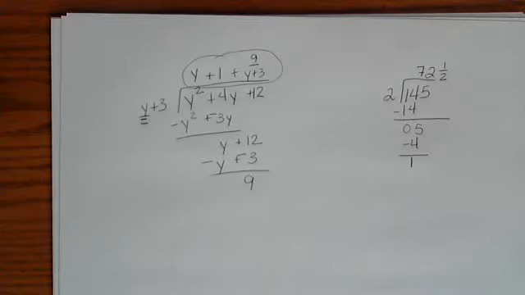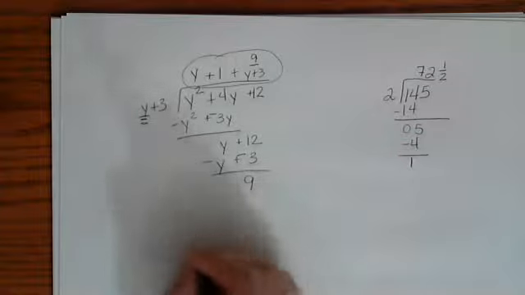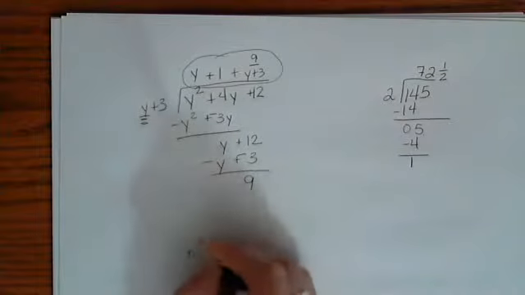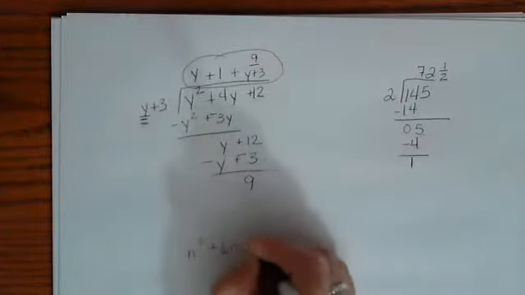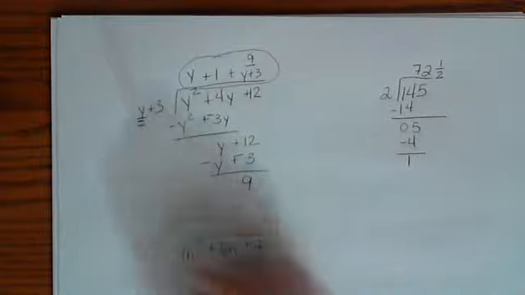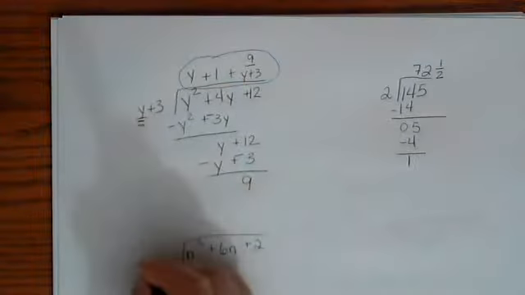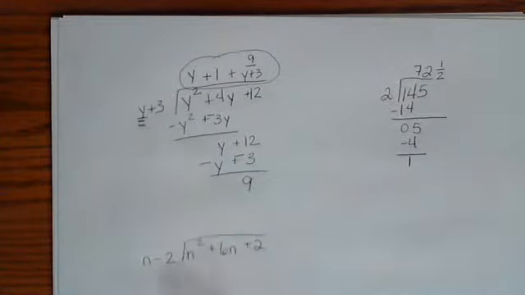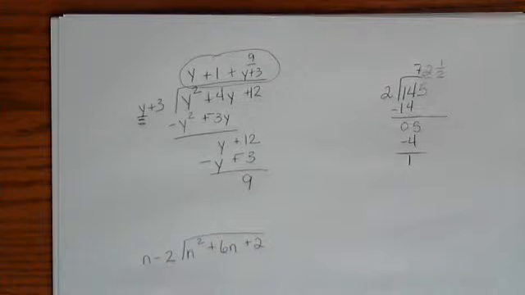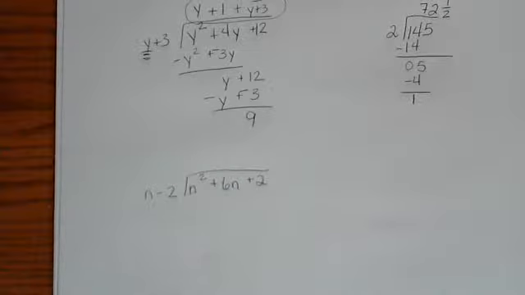Should we do a couple more problems like that? Okay, let's try dividing n squared plus 6n plus 2 divided by n minus 2. Okay, let's push that up so we can finish the problem.